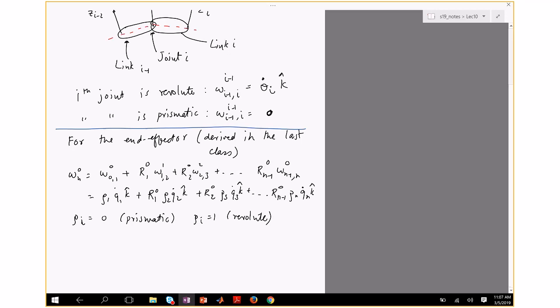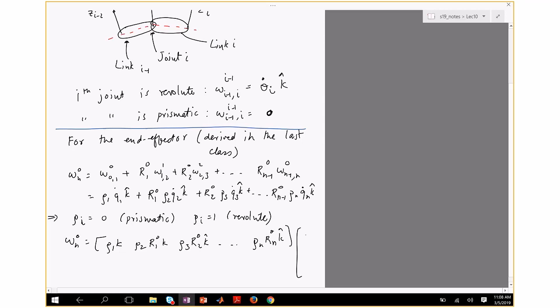And so what I can do is rewrite this expression for omega_n^0 as rho_1 k, rho_2 R_1^0 k, rho_3 R_2^0 k, and so on till rho_n R_{n-1}^0 k, and then this is q1 dot, q2 dot, q3 dot, and so on till qn dot.